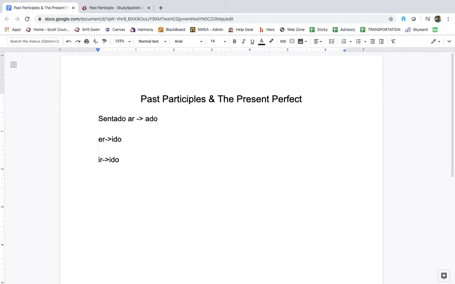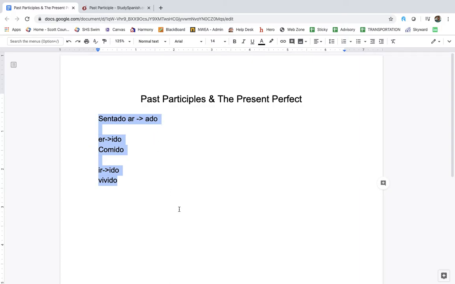Changing comer to the past participle, we drop the ER ending and replace it with ido, comido, eaten. An IR verb, vivir, becomes vivido, lived. So these are the past participles. And it's really that simple. You just take that ending and replace it with ado or ido. There are irregulars that don't follow this pattern, but by and large, this is the structure that we are going to be using. So that's how we form past participles. We'll get into the irregulars here in a bit.